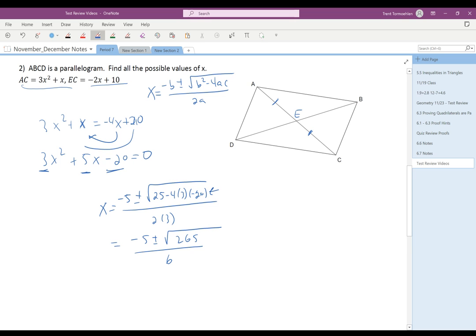Now, this is two answers. You might question, do both these answers work? It does turn out that both of them work. You might be a little bit concerned because one of them is negative, right? Negative 5 minus square root of 265 is a negative value. Well, that's okay, because when I plug them back in here, even though the x is negative, the values of the lengths are positive, and so that means that you don't get into any problems with those negatives. And so this is your correct answer, negative 5 plus square root of 265 over 6, and negative 5 minus square root of 265 all over 6.